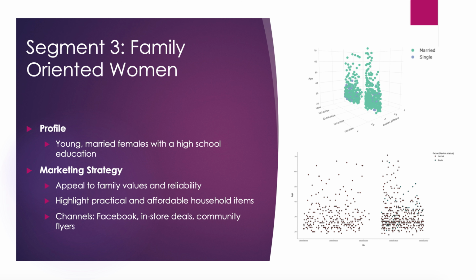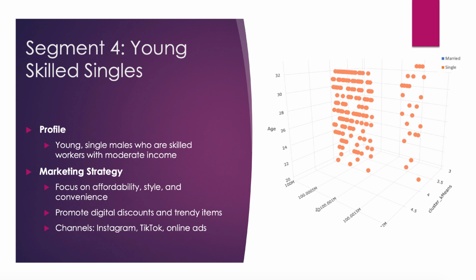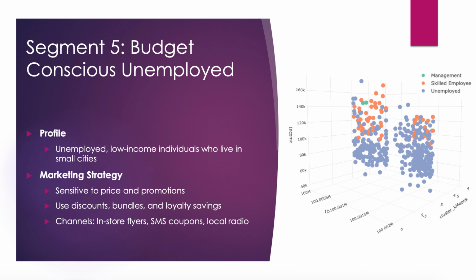community flyers. Customer segment 4, we identified as young skilled singles that were predominantly male with moderate income. We want to offer budget-friendly and practical products to this group of people, and we will market via Instagram, TikTok, or YouTube. Customer segment 5, we identified as low income, unemployed, small city residents who are also single.